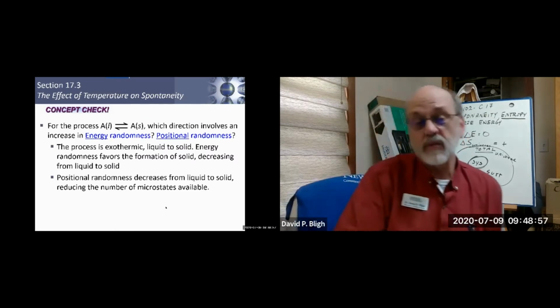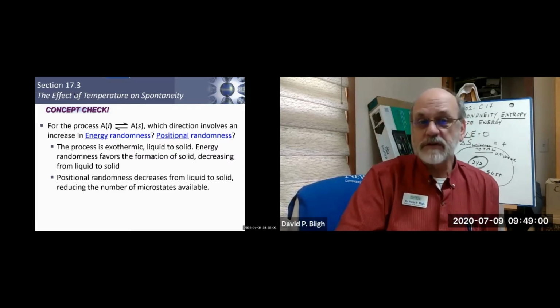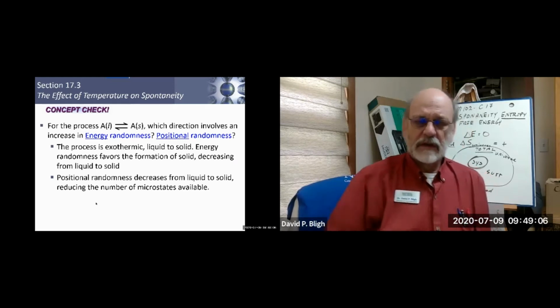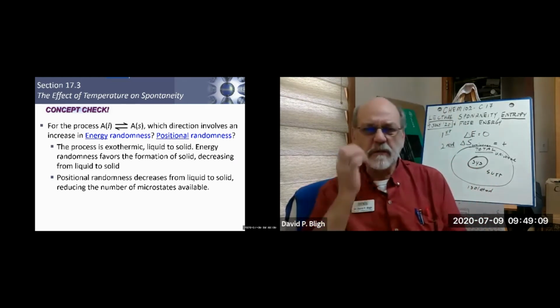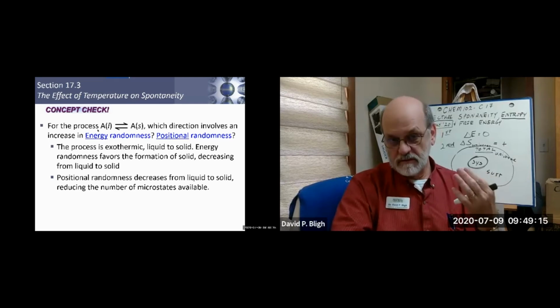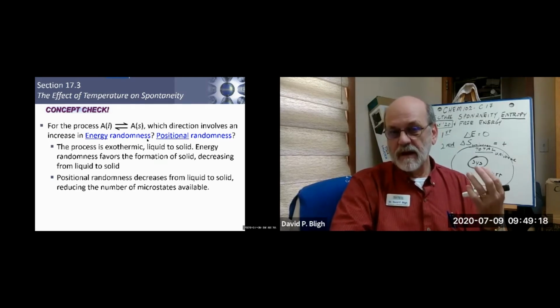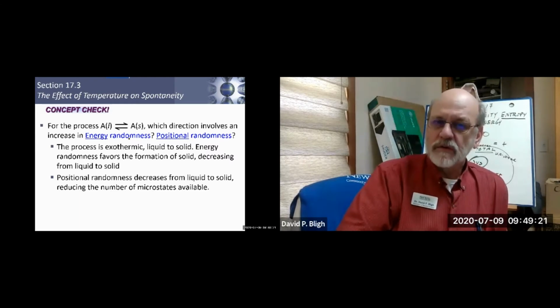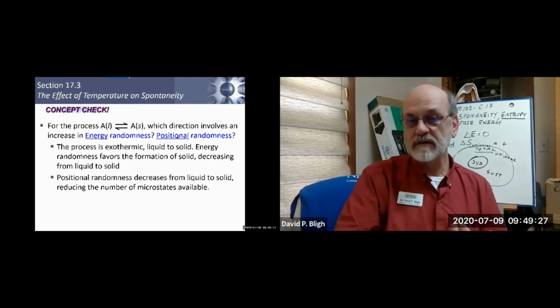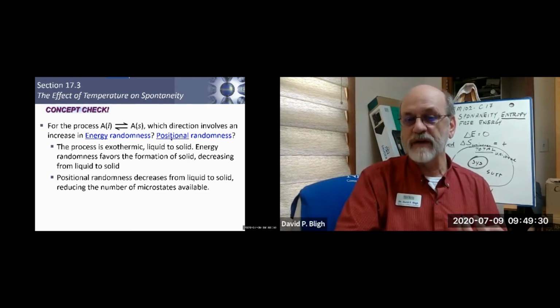Well, that was just a concept. Actually, we introduced a new concept there, didn't we? It wasn't just a concept check: energy versus positional randomness. And I suspect that what we're interested in is that in any process, you may have both acting at the same time. Now, if randomness is increasing for both energy and position, you would expect that the process would be favored in that direction. In this case, the reverse direction would be favored.